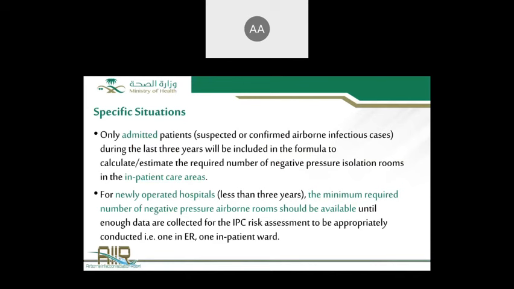And what about a new hospital, or any newly operated hospital? We should know that if the hospital is less than 3 years old, we should use the minimum required number of negative pressure airborne rooms that should be available inside the healthcare facility. They should have one in the ER and one in the patient ward until they have enough data collected for the infection prevention and control risk assessment. Then we will give them the appropriate number of required airborne isolation rooms.